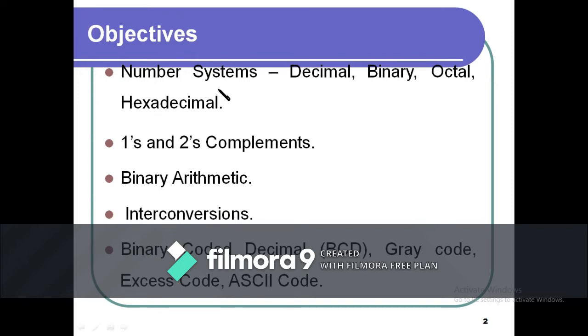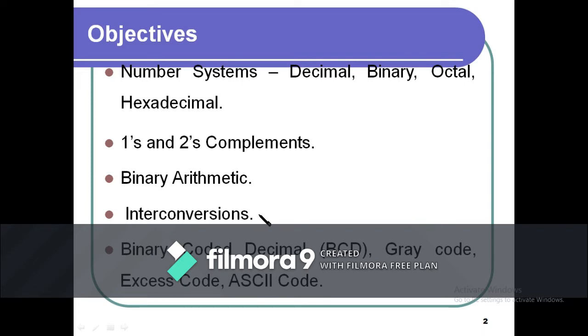Actually, there are a number of types of number systems: decimal, binary, octal, hexadecimal, and ternary is another type, but most of the time we use decimal, binary, octal and hexadecimal. After that, we go to the ones and twos complement. Then binary arithmetic, where we do arithmetic operations like subtraction and multiplication. After that, interconversion, meaning how to convert decimal to binary, binary to decimal, octal to decimal. All that conversion comes under interconversion. And after that, we move to coding, that is code conversion: binary coded decimal, gray code, excess code, ASCII code. There are different types of codes. This is the main objective of today's lecture.